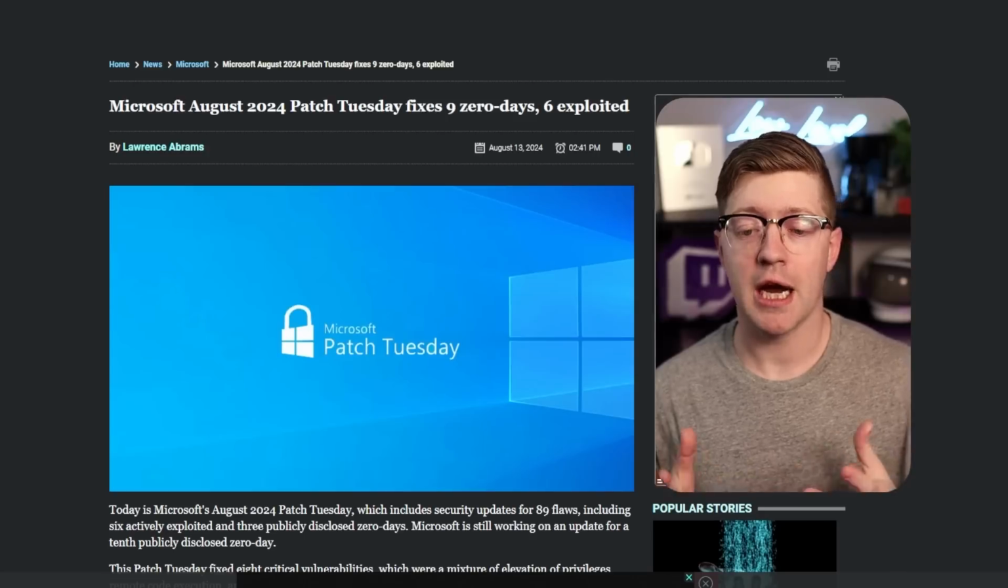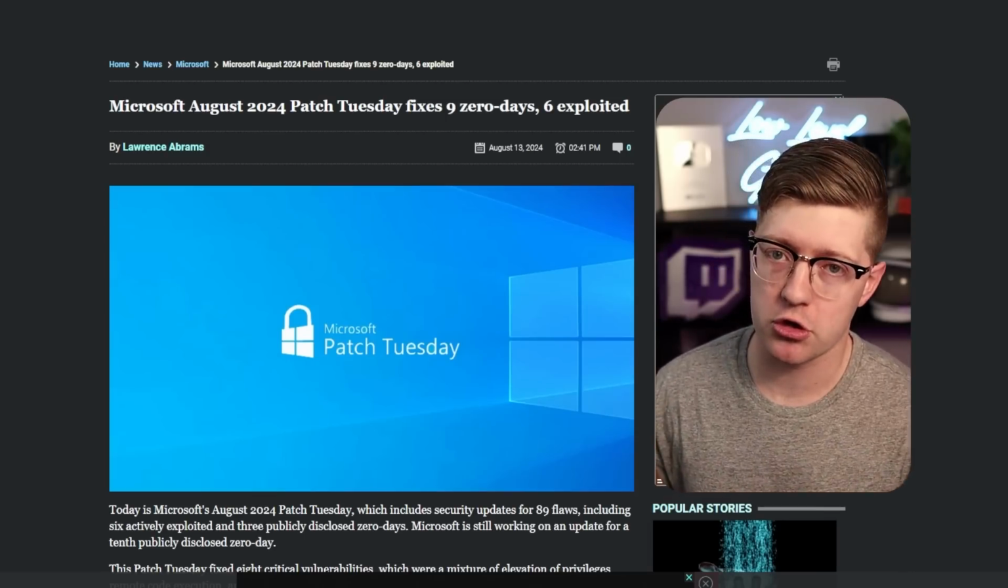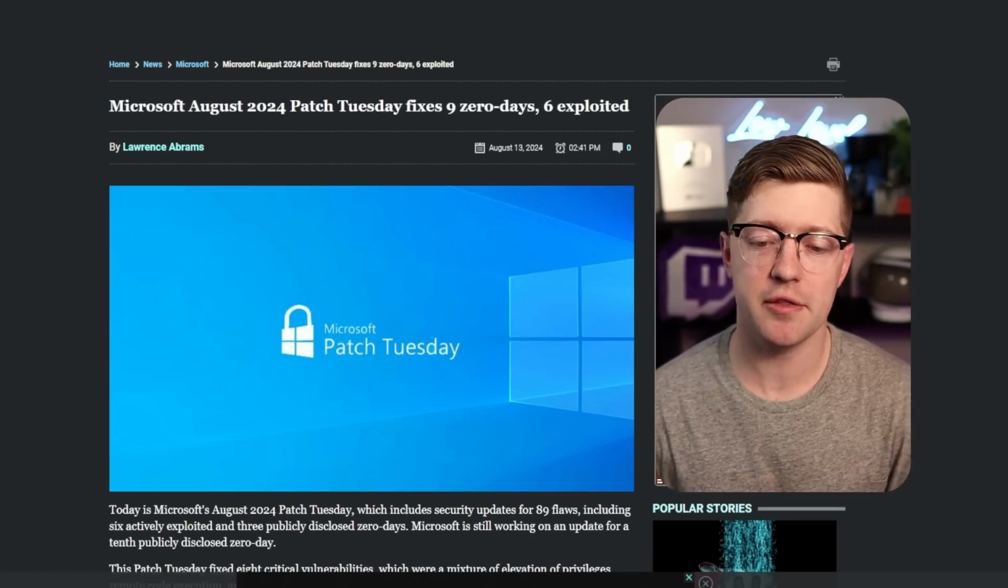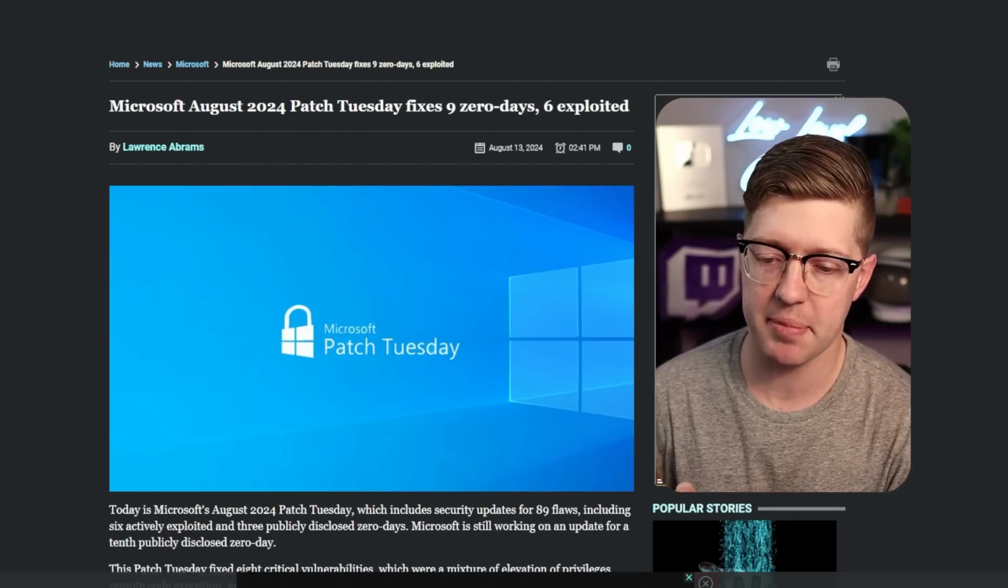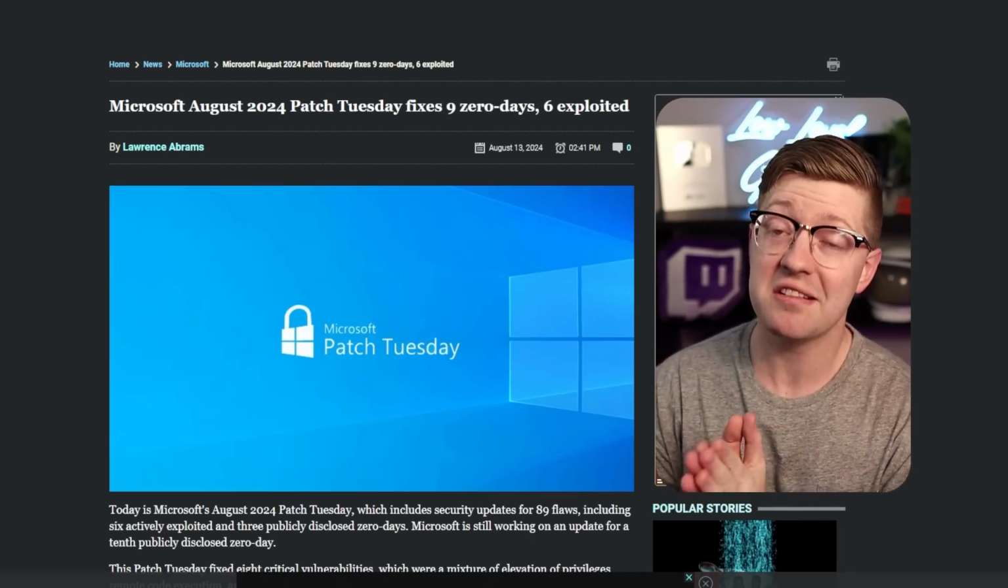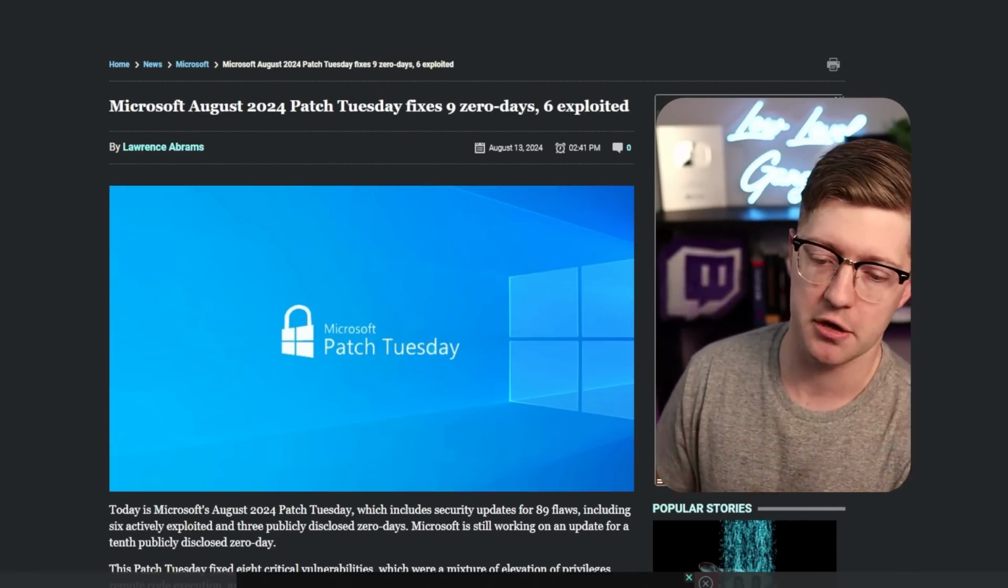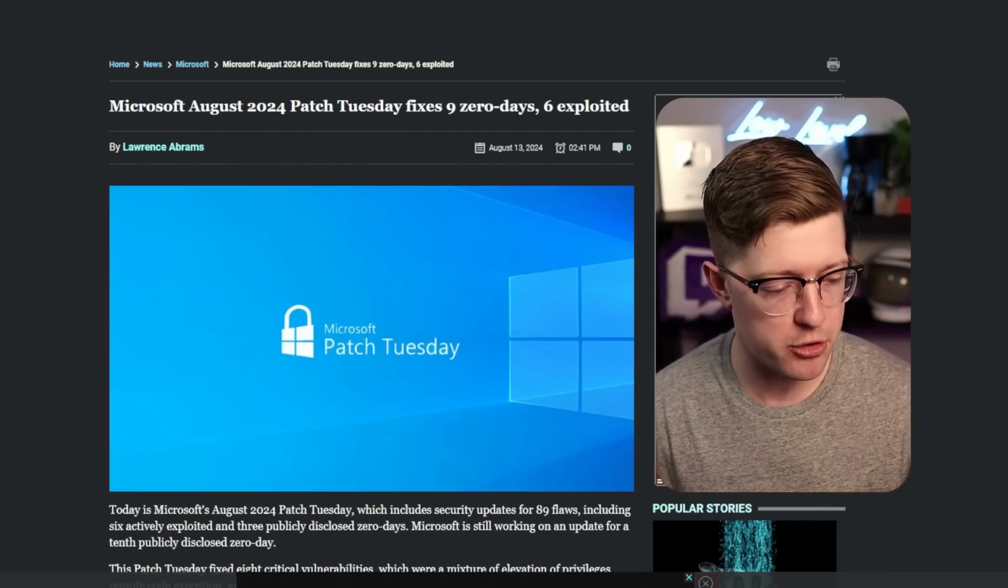So I got this notification about this BleepingComputer article, which talks about the Patch Tuesday today, August 12th. As you see in the title here, Microsoft releases a patch that fixes 9 zero-days, 6 being actively exploited in the wild in Microsoft Windows. So again, this is a good thing for the computer community.